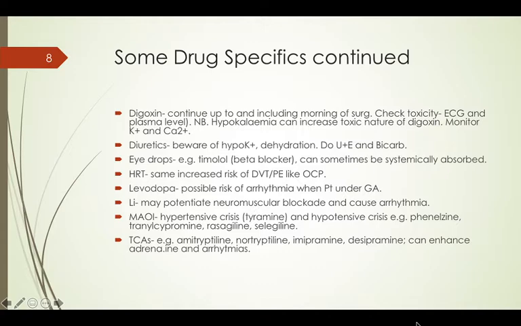Lithium, often used in things like bipolar disorder, can potentiate neuromuscular blockade, so very important when we're thinking about giving these quite powerful anesthetic agents. Monoamine oxidase inhibitors, again used in psych, used to be used, not so much nowadays, in things like depression, and we need to be wary of hypertensive crises as a result of tyramine surge and hypotensive crisis as well.